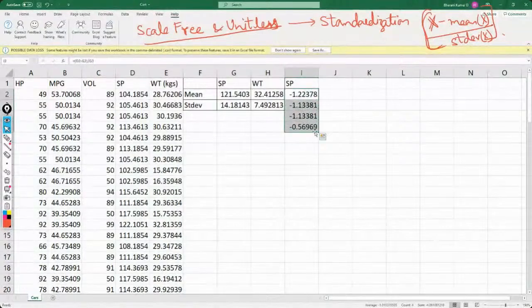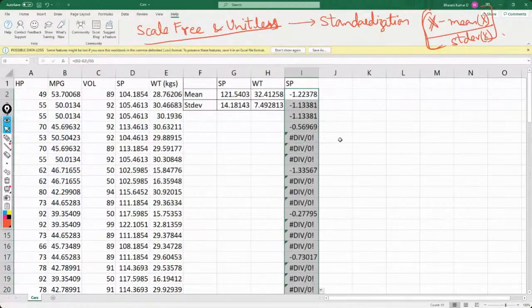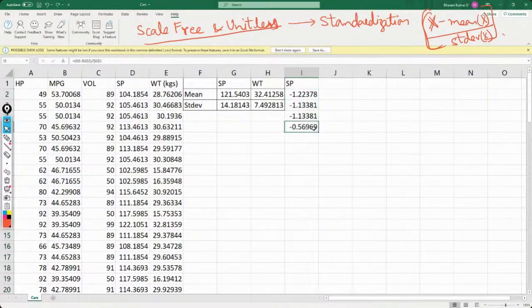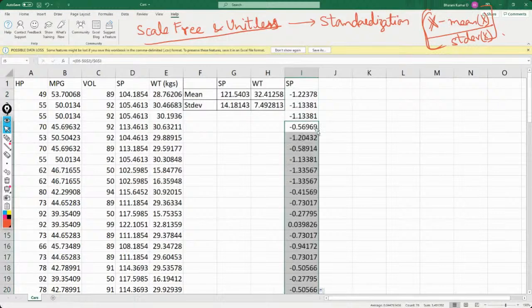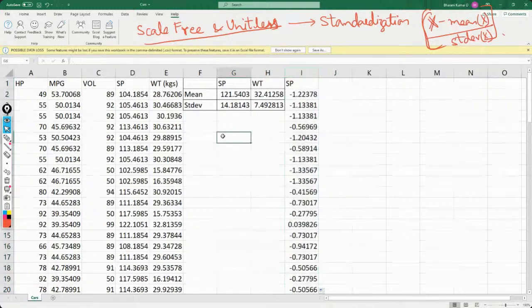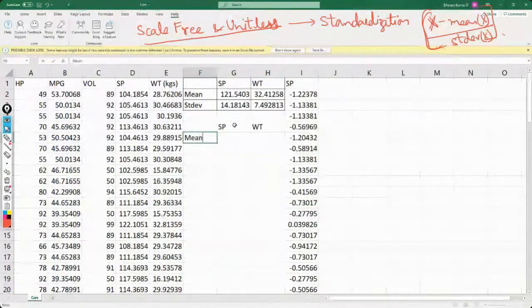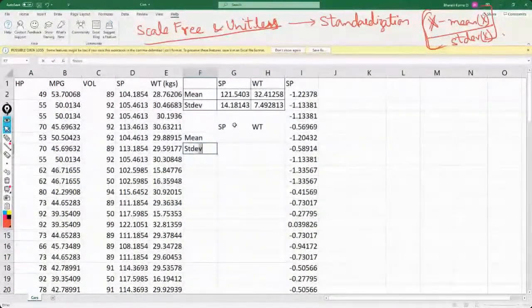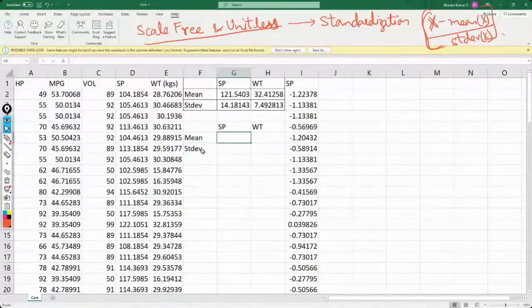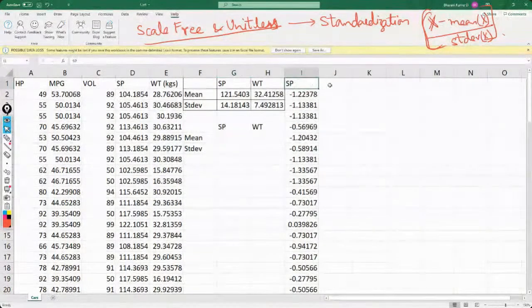Okay, when you do that, you're standardizing this column. And do you know what? The beauty of standardizing is that when you standardize, mean will become 0 and standard deviation will become 1. We will check that. Certainly we'll check that.